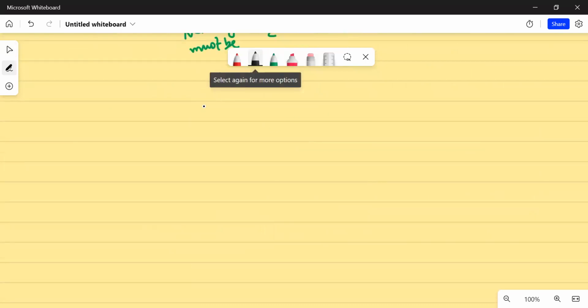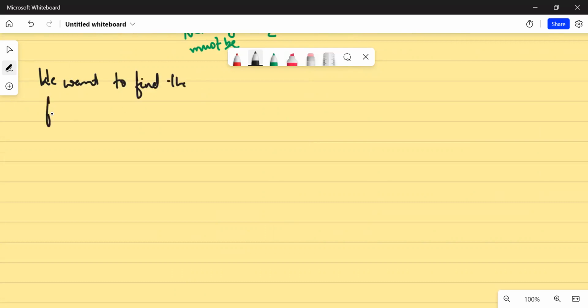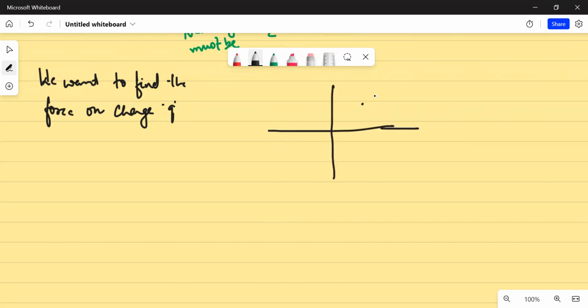So I'll again redraw this figure here. What one wants to find is the force on charge Q due to this arrangement. So this is my charge Q. Because of minus Q, it will feel a force here. Because of minus Q, again it will feel a force here. And because of Q, it will feel a force in this direction. So in totality, this charge Q is subjected to three forces.